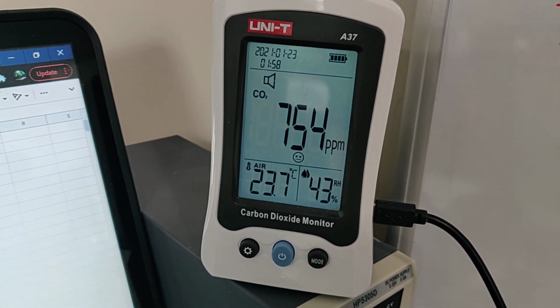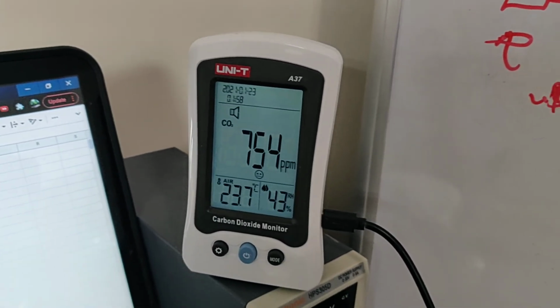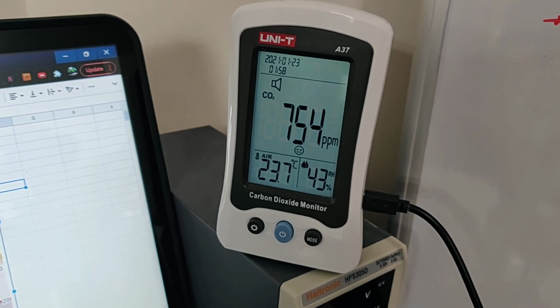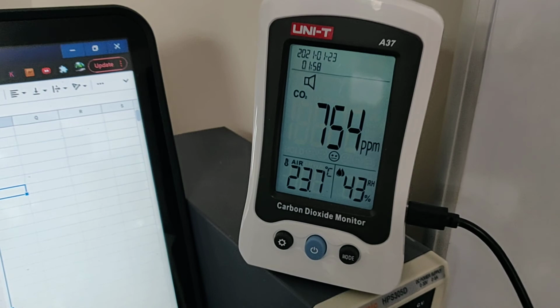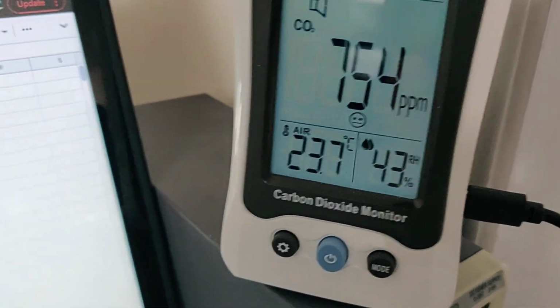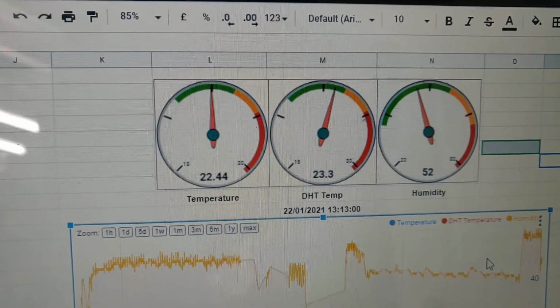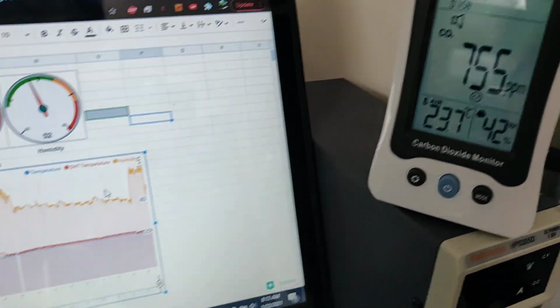So it seems that both the unit and the humidifier are saying the same thing. So I would tend to trust this guy. I paid a bit more. Here the temperature is 23.7. So if we compare with these results, 22.5 and 23.3. Fairly close, so I'm happy with the temperature.